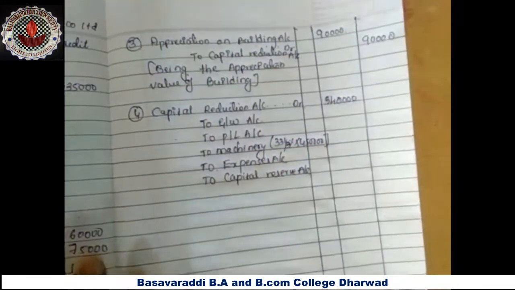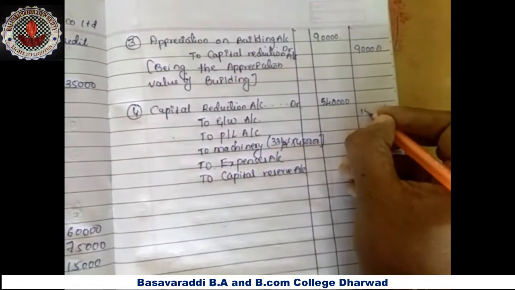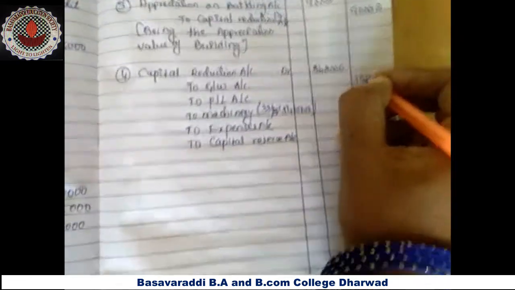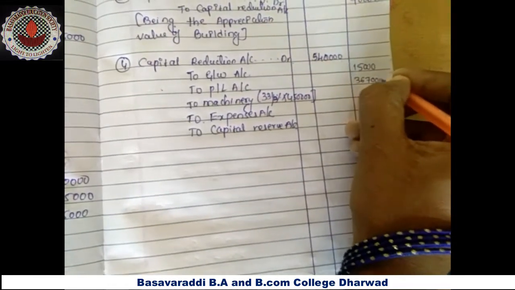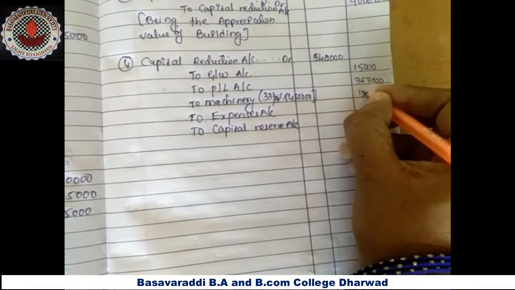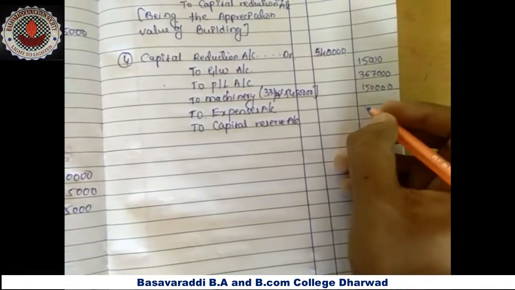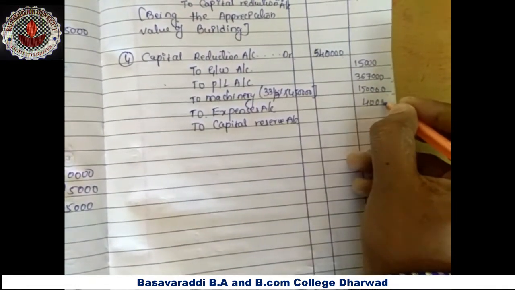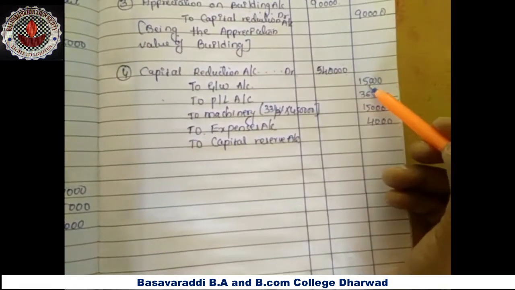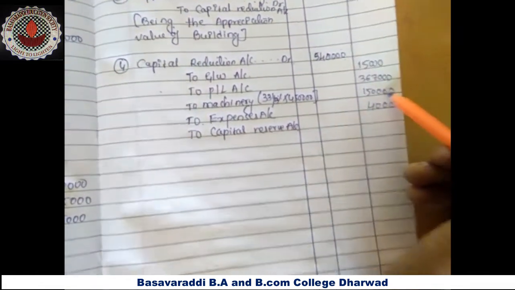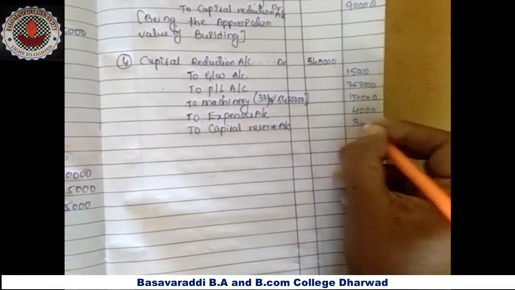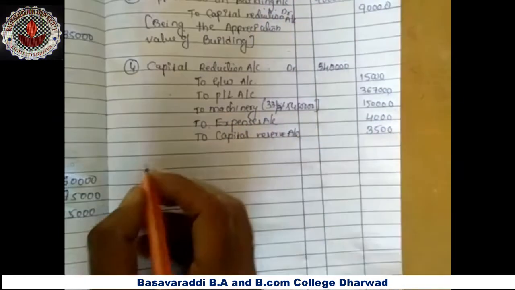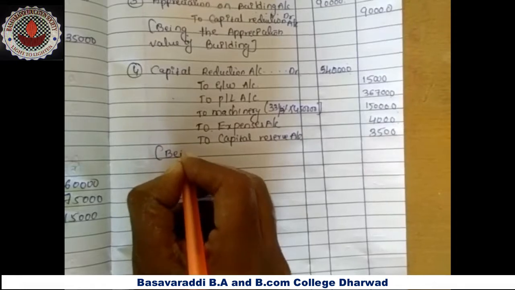Then goodwill 15,000. Next 3,67,000, and then 1,50,000, 4,000. Now the difference amount: 5,40,000 minus 15,000 minus 3,67,000 minus 1,50,000, 4,000 is equal to how much? 3,500.